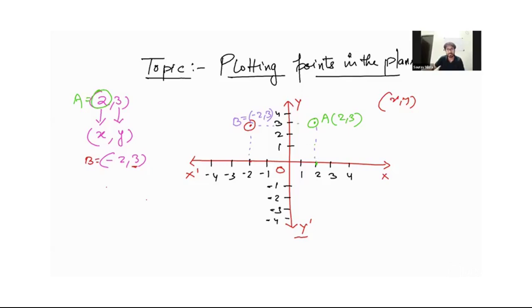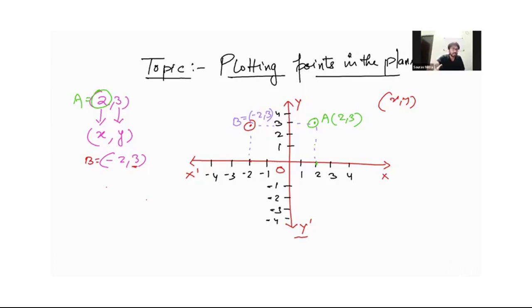Similarly, we have drawn this -2 comma 3. First of all, you have to come to the x value. Then in whatever direction the value of y is given, you have to go in that direction. If it is positive, go upward. If it is negative, go downward.